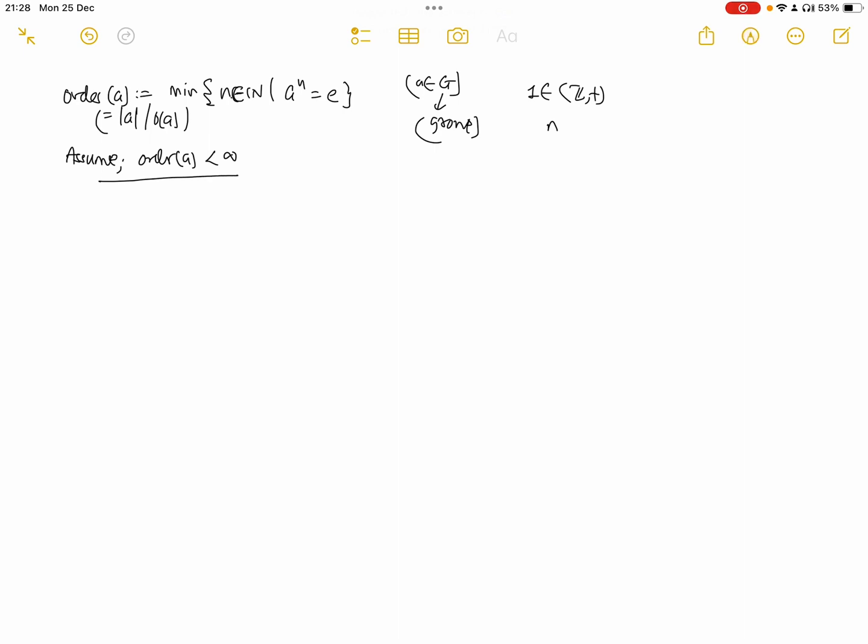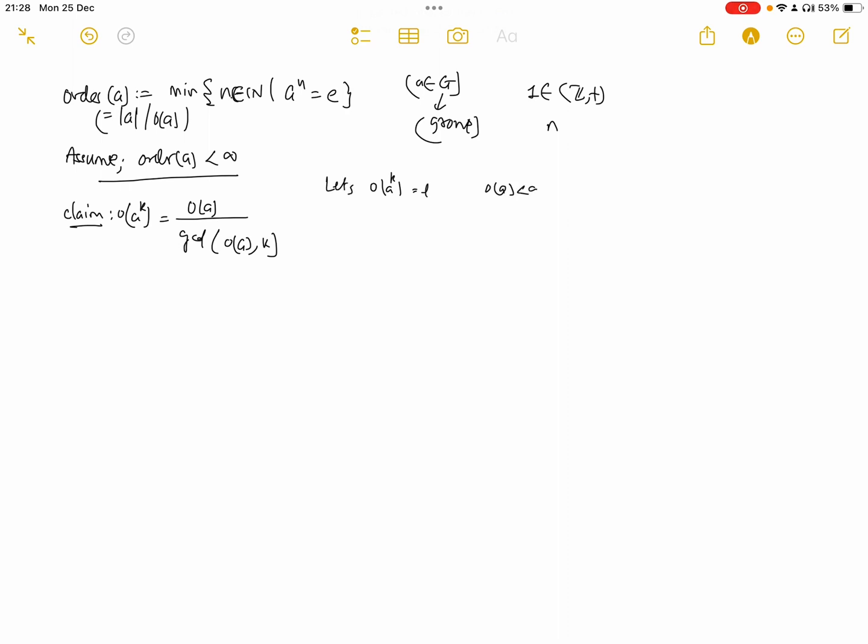So now let's see how the order of some power of A behaves with respect to the order. My claim is this: the order of A power k becomes the order of A divided by the GCD of the power k that you raise to and the order of A. So that is my first claim. Even before that, let's see one thing. Suppose the order of A power k is L.